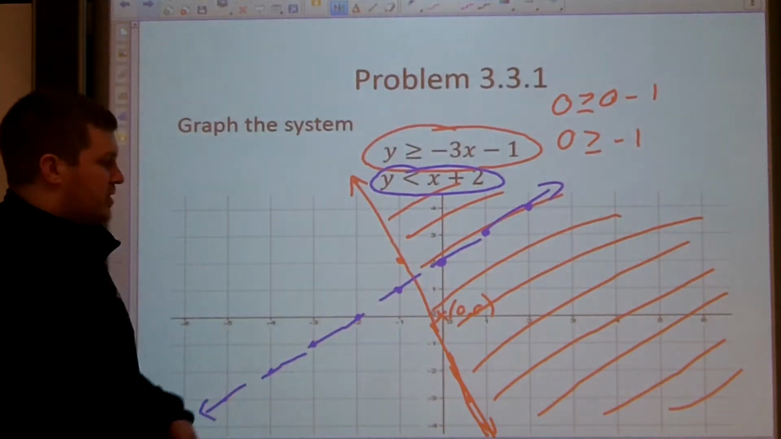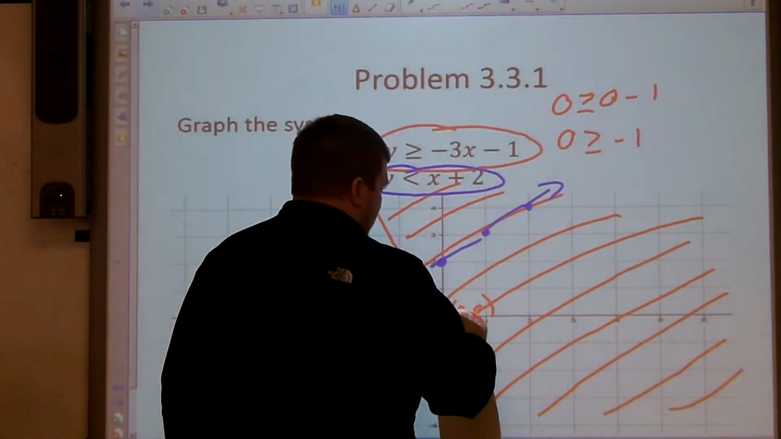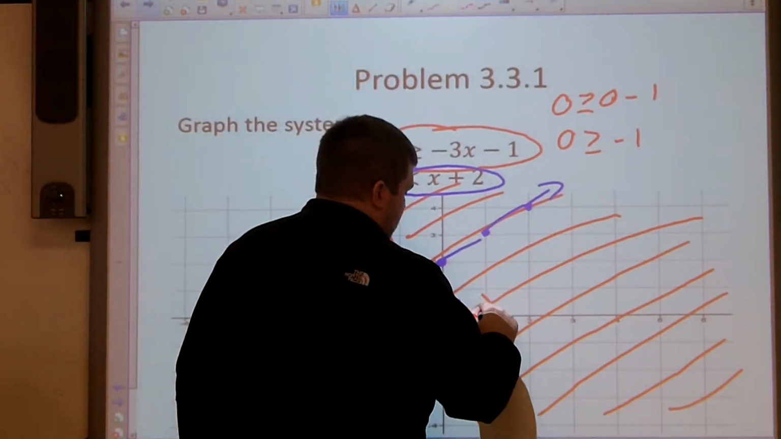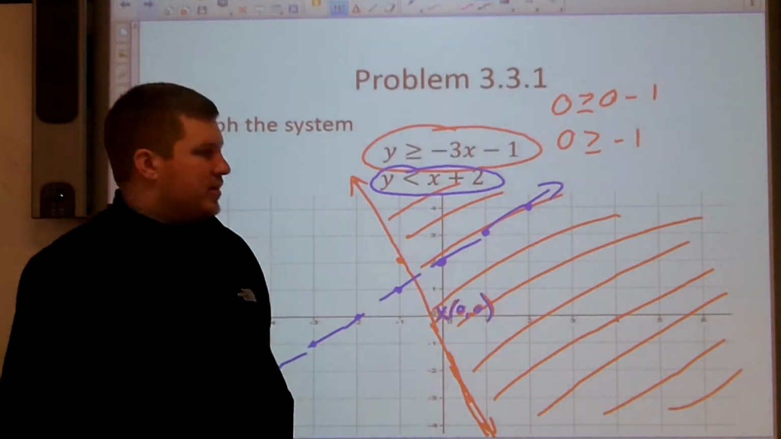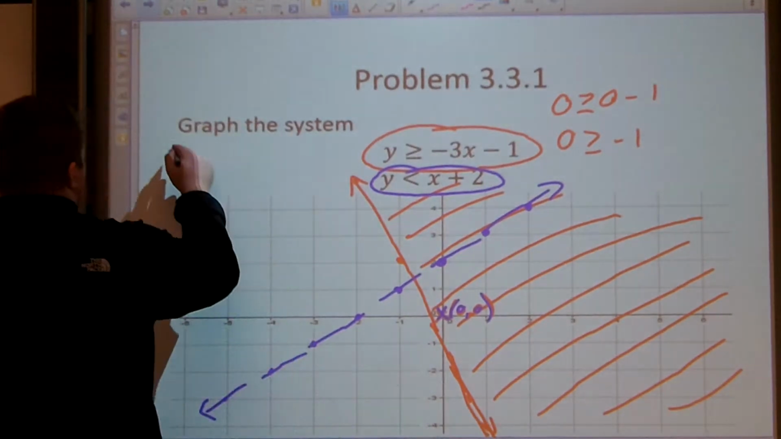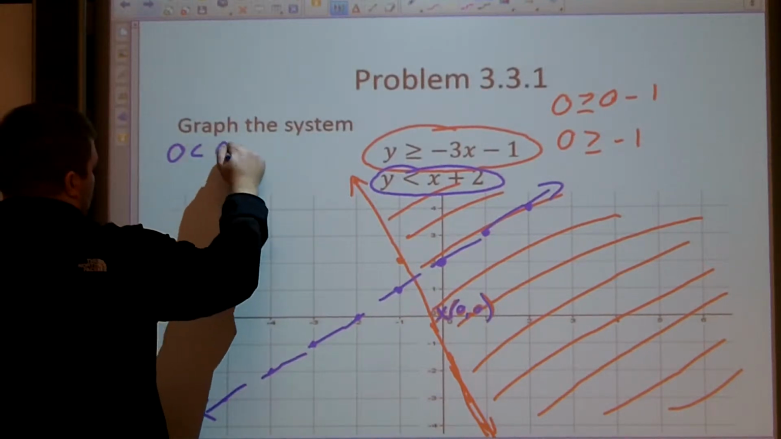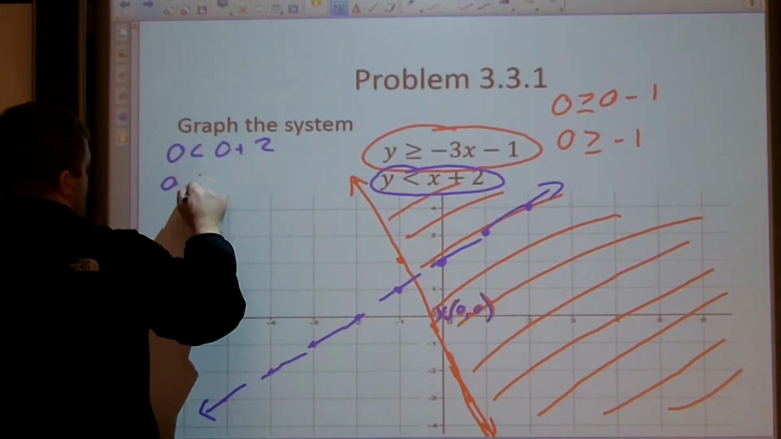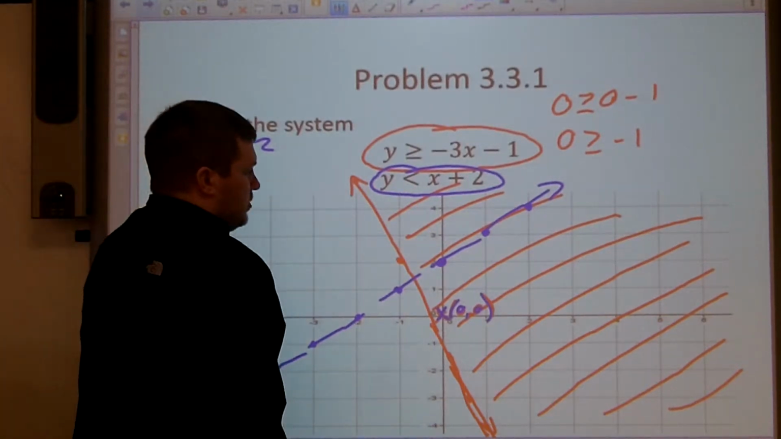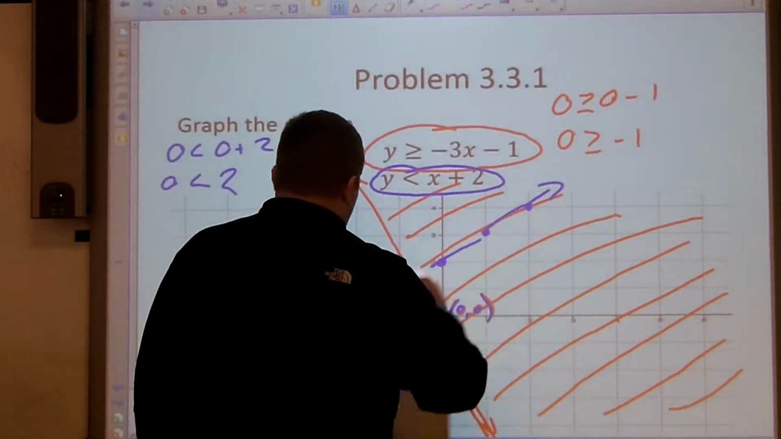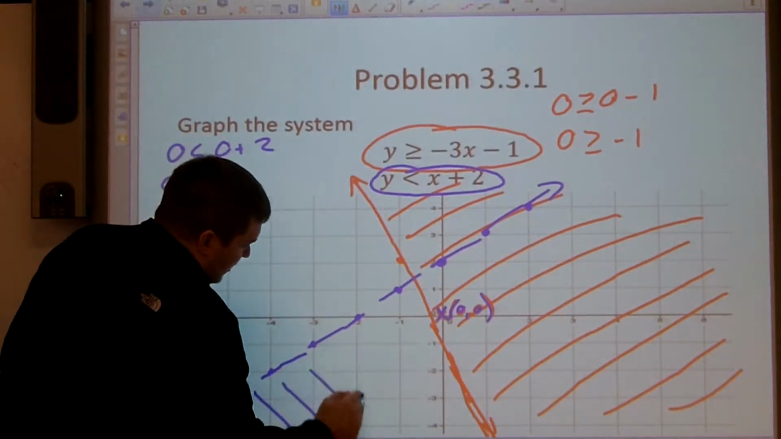We need to pick a test point. So I'm going to pick (0, 0) again. Test that point. Everywhere I see an x, we'll put in a 0. Everywhere I see a y, I want to put in a 0. So I have 0 is less than 0 plus 2. 0 is less than 2, which obviously is true, so I'm going to shade everywhere below the boundary line.